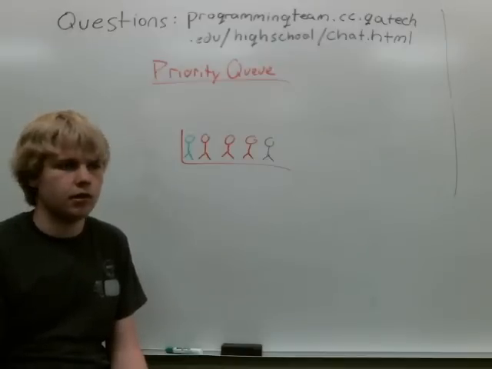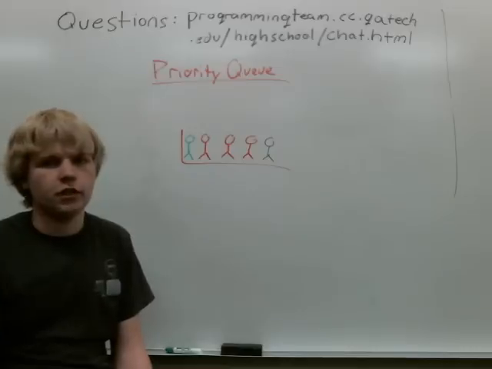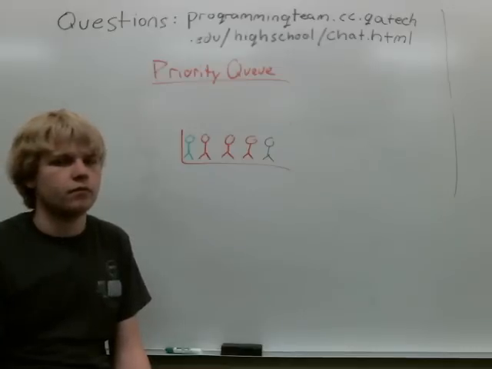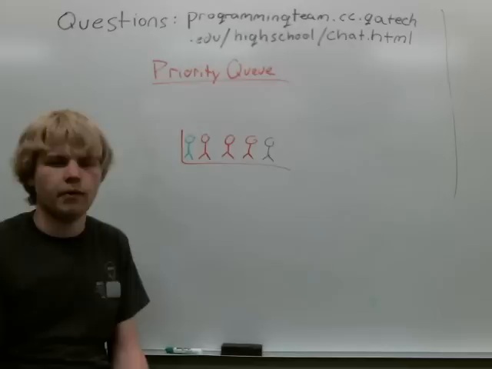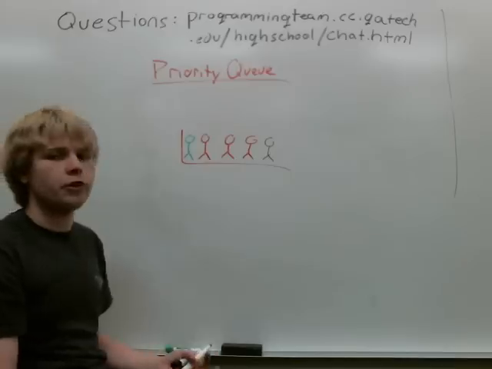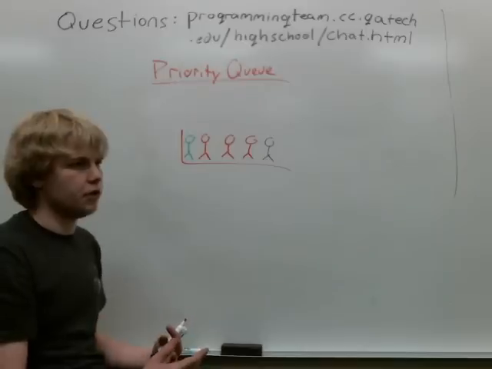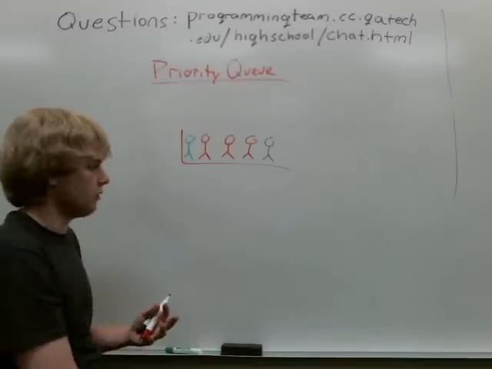So of course there may be some problems with that. Maybe if this printer is really busy, then the book just never gets printed. So that's something that you might have to deal with if you're developing a system like that. But you can see how priority queues would be useful to have some sort of priority rather than just the first person into the queue being the first person out of the queue.